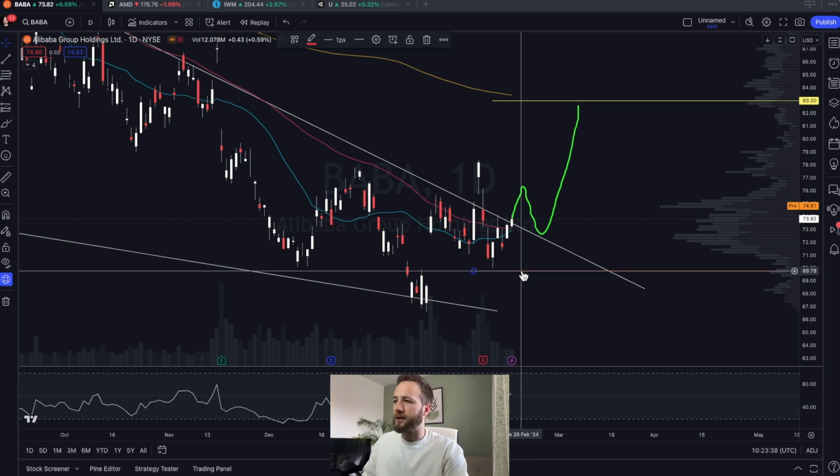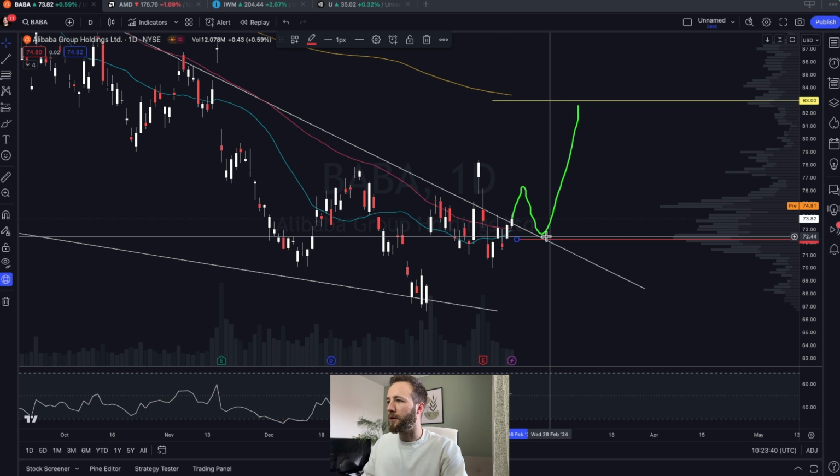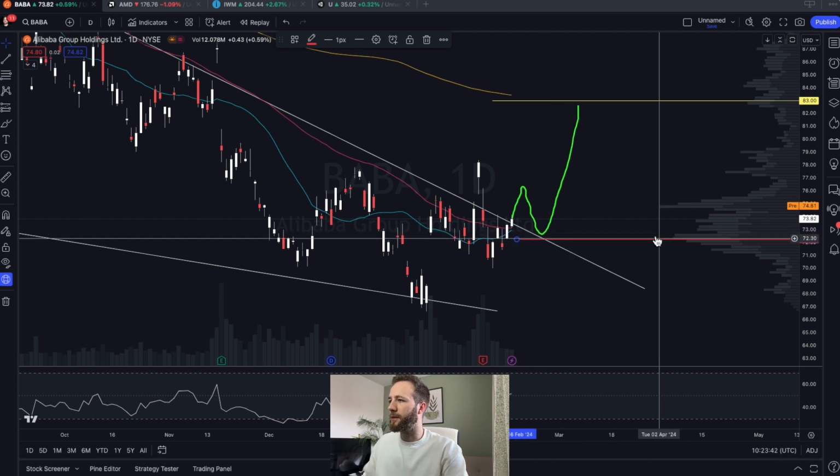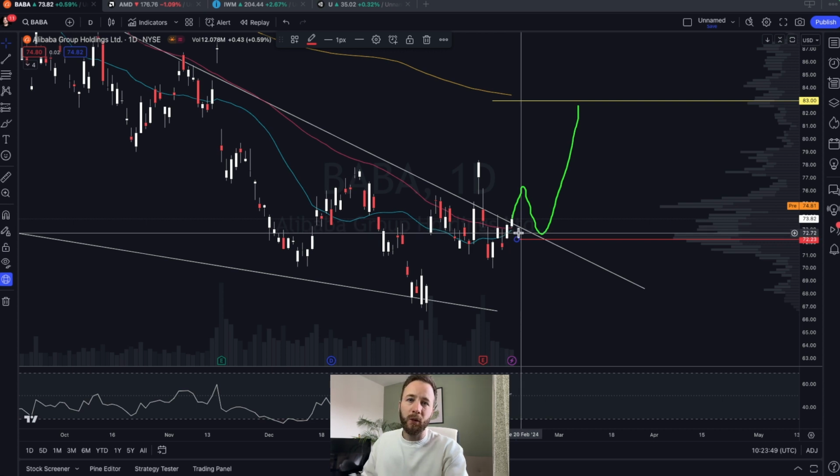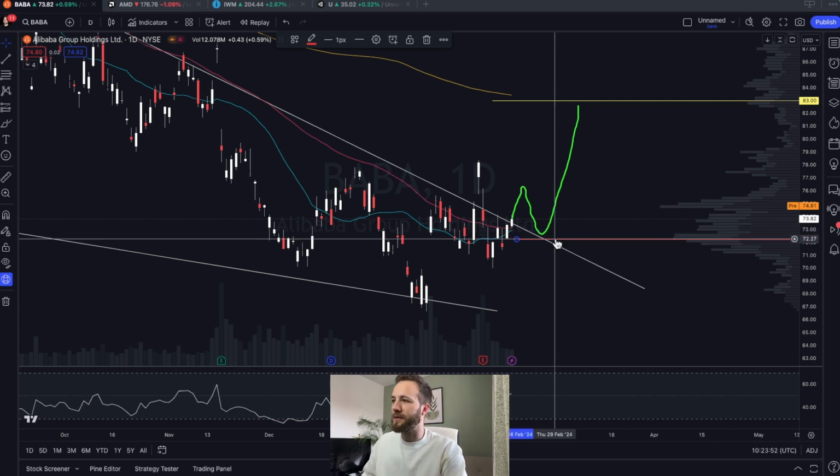But if we do get a bounce, I would then move the stop loss up just below the entry point, and obviously in line with the volume profile as well, and also just below these two moving averages. Therefore all the support is just basically there underneath you, so you're fairly safe with that.